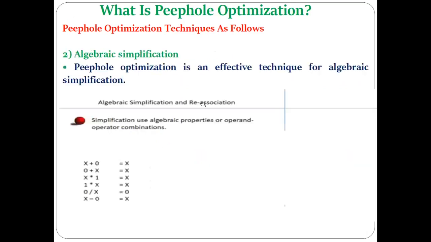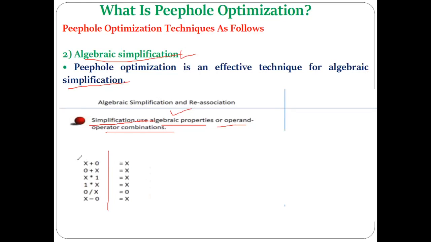Now the second technique we have is algebraic simplification. Okay. Peephole optimization is an effective technique for algebraic simplification. So what can we do in algebraic simplification? In algebraic simplification, we can use algebraic properties or operand-operator combinations. So with the help of some algebraic properties or operand-operator combinations, we can do this algebraic simplification. Okay. Let's see.